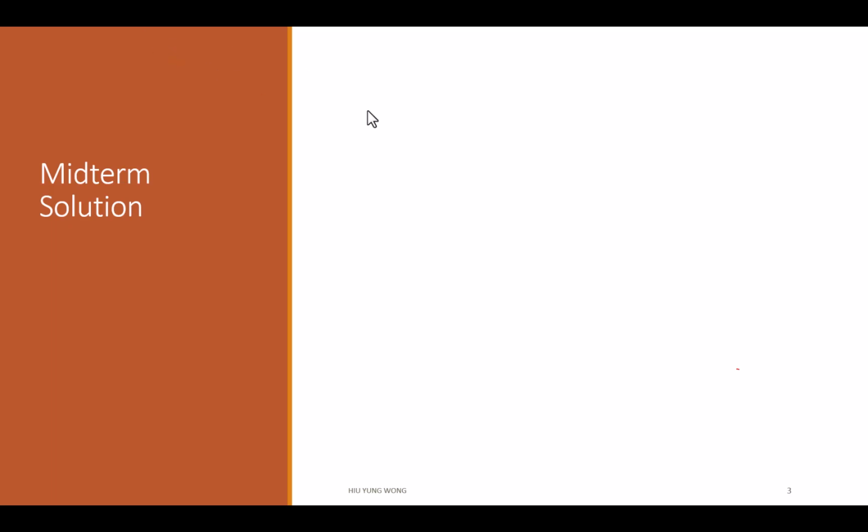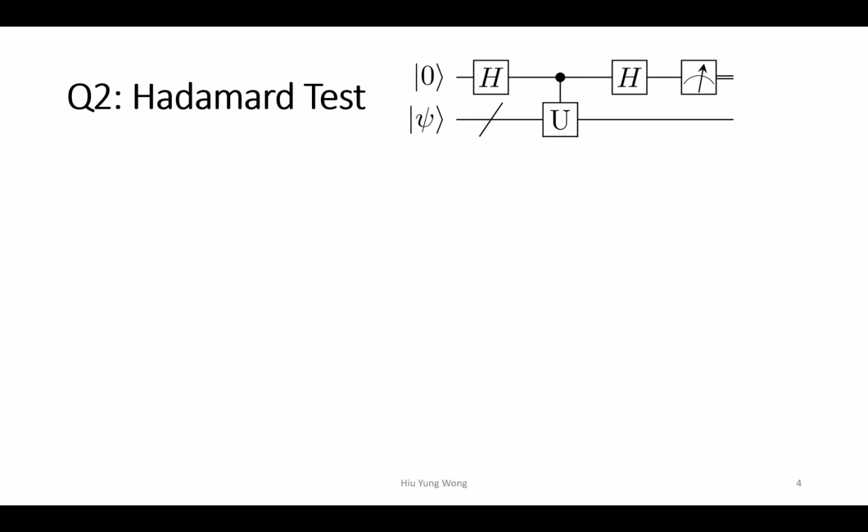Okay, so the first part of this lecture is to discuss the midterm. I will only talk about question 2, which is the Hadamard test. The first question asks you to show how the wave function evolves along this circuit, right?